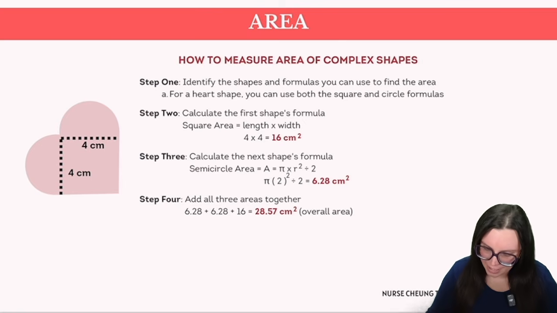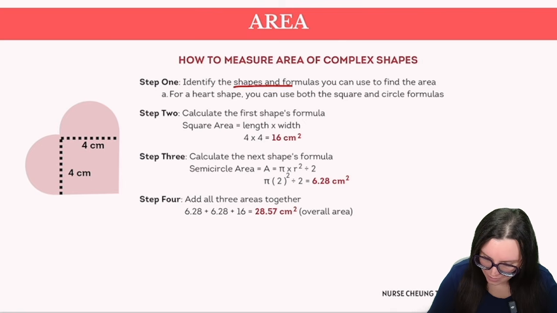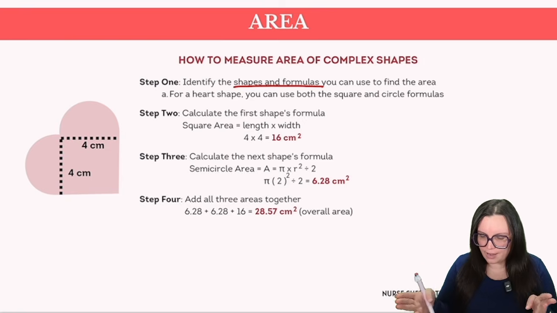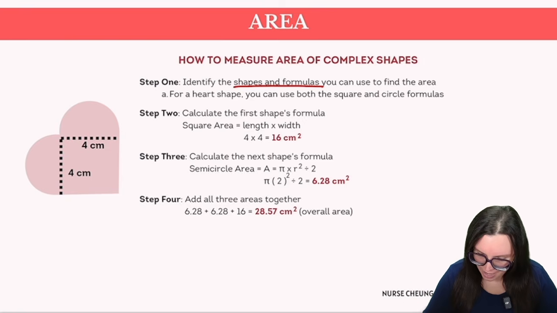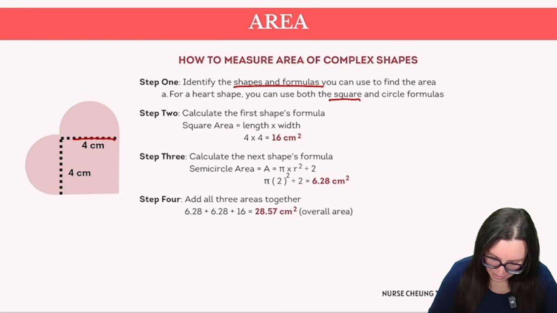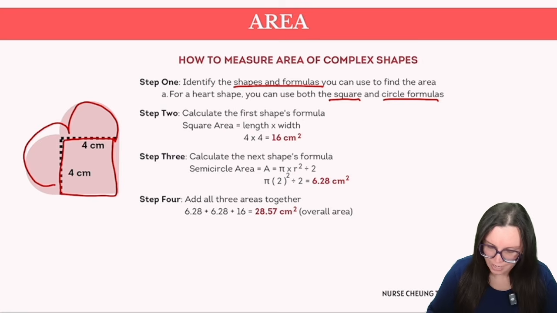So step 1 is we want to identify the shapes and formulas that we're going to use in order to find the area of our heart. So we have a couple different shapes. We have a square, which is this area that's right here. And then we have a circle formula, which are these areas right here.